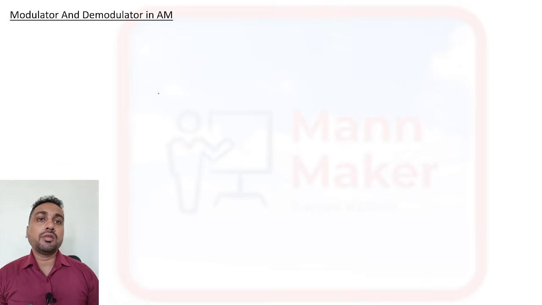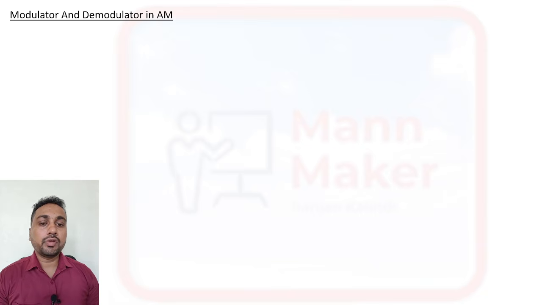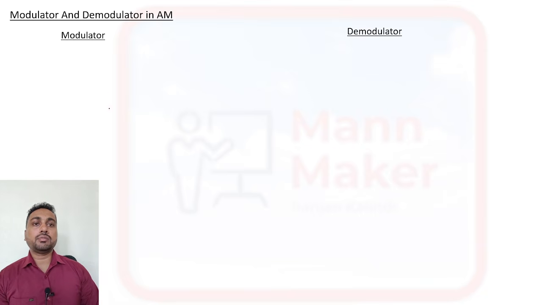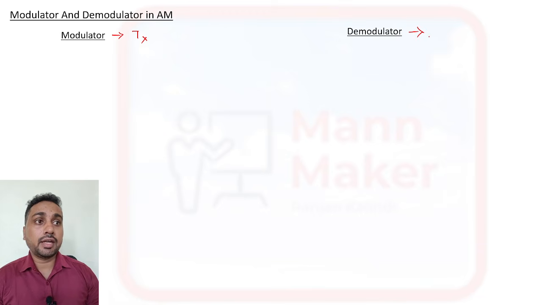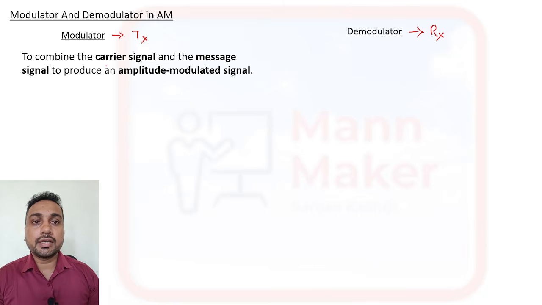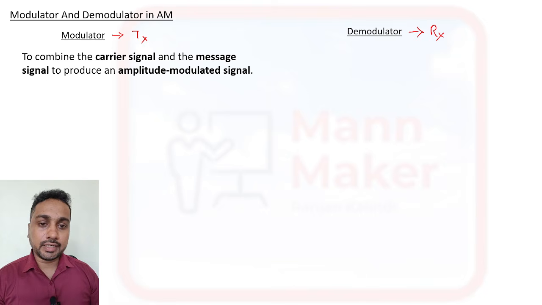Now if we see the modulator and demodulator, in amplitude modulation or any kind of modulation, two things are there, modulator and demodulator. Modulator, generally we use on the transmitter side to modulate our signal, and demodulator we use on the receiver side. All right. So modulator is what? It will combine the carrier signal and message signal to produce the amplitude modulated signal.